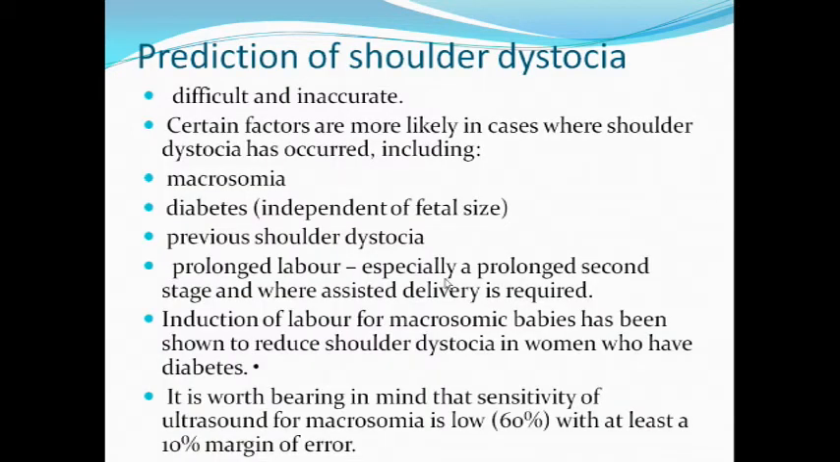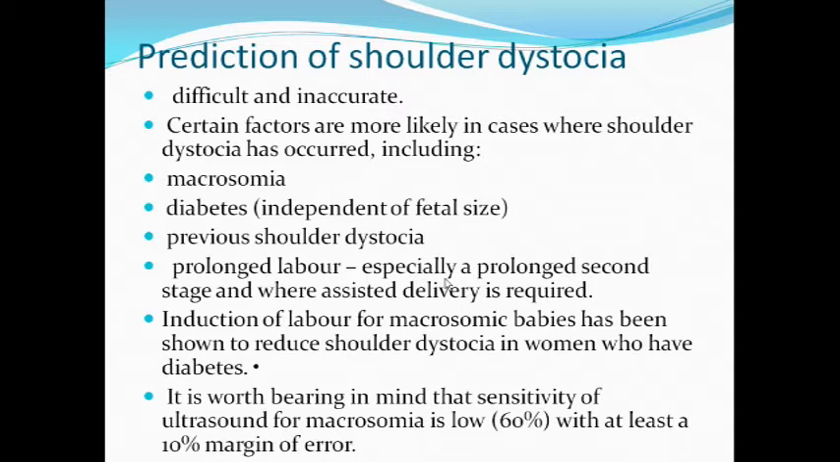So how will you predict that shoulder dystocia is happening in your normal delivery? First, the prediction is very difficult and very inaccurate. Sometimes it is very difficult to assess. Okay. So what are the certain factors by which you think there are chances that the baby will have shoulder dystocia in this delivery?